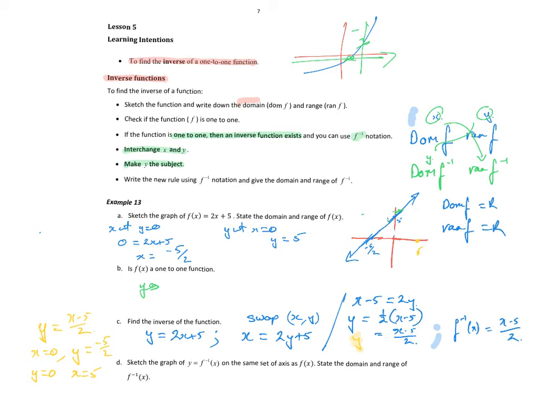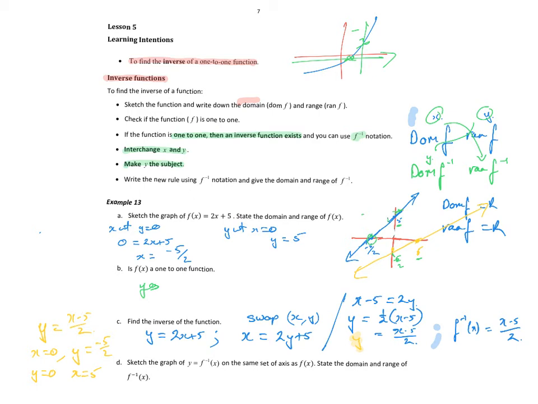Y is equal to negative 5 on 2, which is say there. And there's my other graph. Notice the y-intercept of 5 becomes an x-intercept of 5 for the inverse. A y-intercept of negative 5 on 2 is the x-intercept of negative 5 on 2 for the original. So everything swaps, the x and y values swap, and that's always the case.